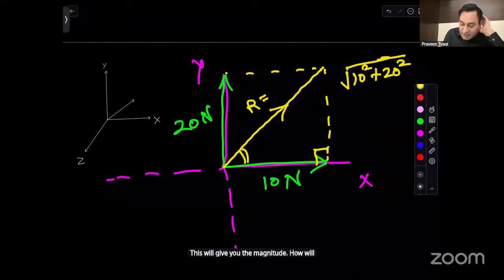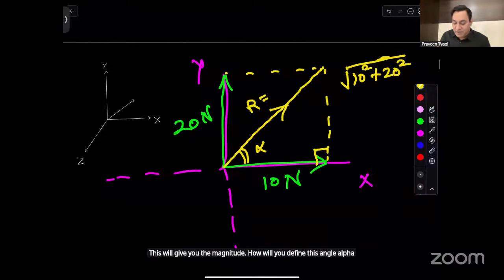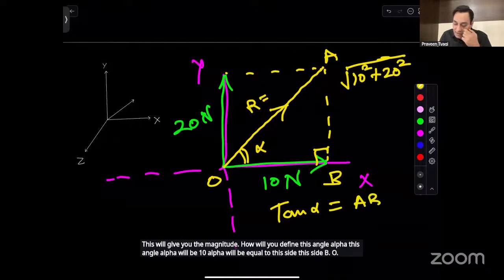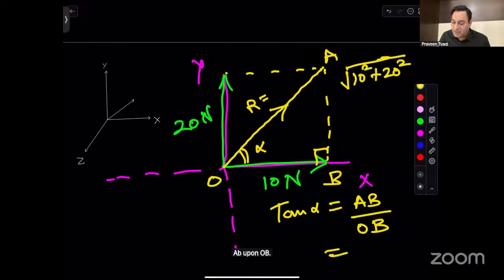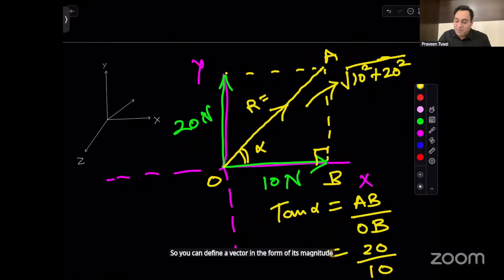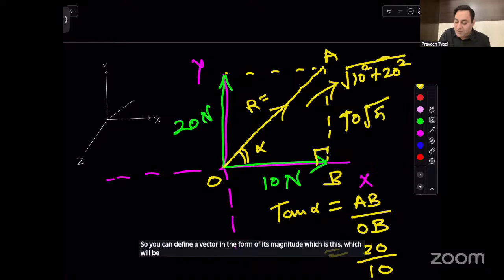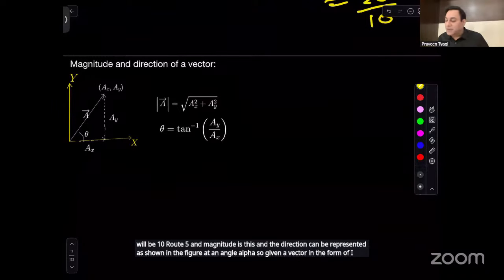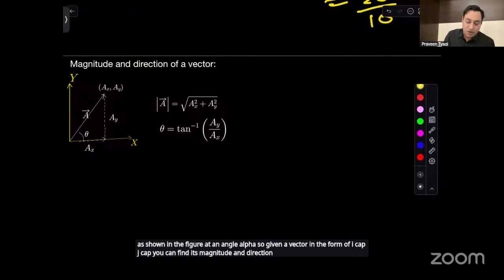How will you define this angle alpha? Tan alpha will be equal to this side AB upon OB, and that will be 20 divided by 10. So you can define a vector in the form of its magnitude, which is this, 10 root 5, and the direction can be represented as shown in the figure at an angle alpha. So given a vector in the form of i cap, j cap, you can find its magnitude and direction. Now, please remember this.